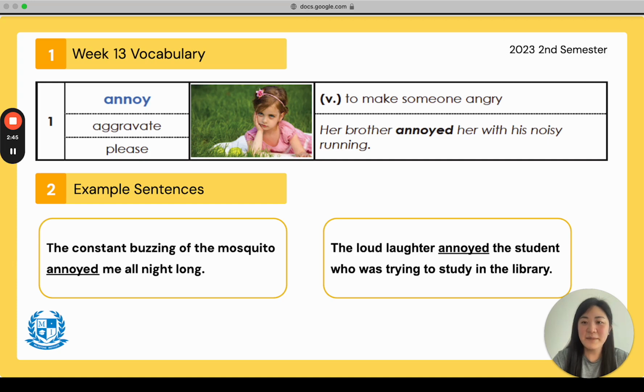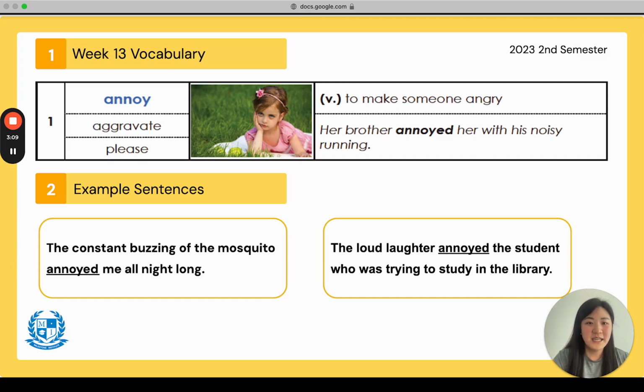Very good. At the bottom it says, the constant buzzing of the mosquito annoyed me all night long. I hate it when I hear a mosquito at night. Don't you? It's like, bzzz, and it keeps going around your ears. It keeps reminding you, I'm in your room. I'm going to bite you. It's annoying because it makes me very angry and I can't fall asleep.